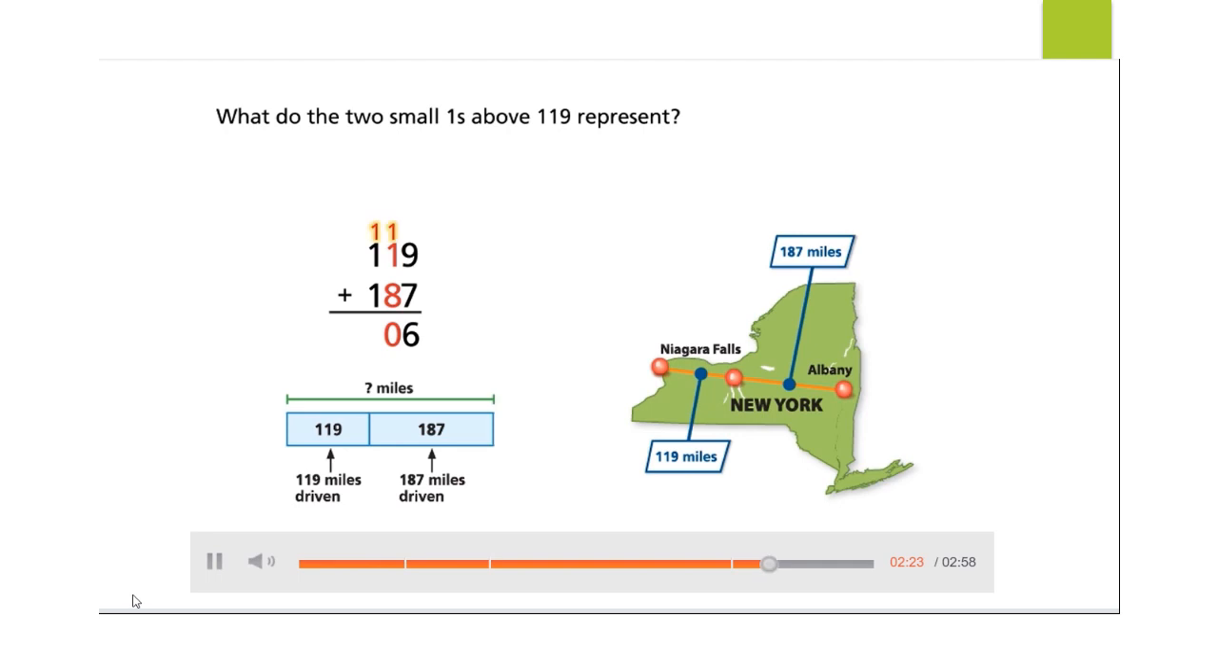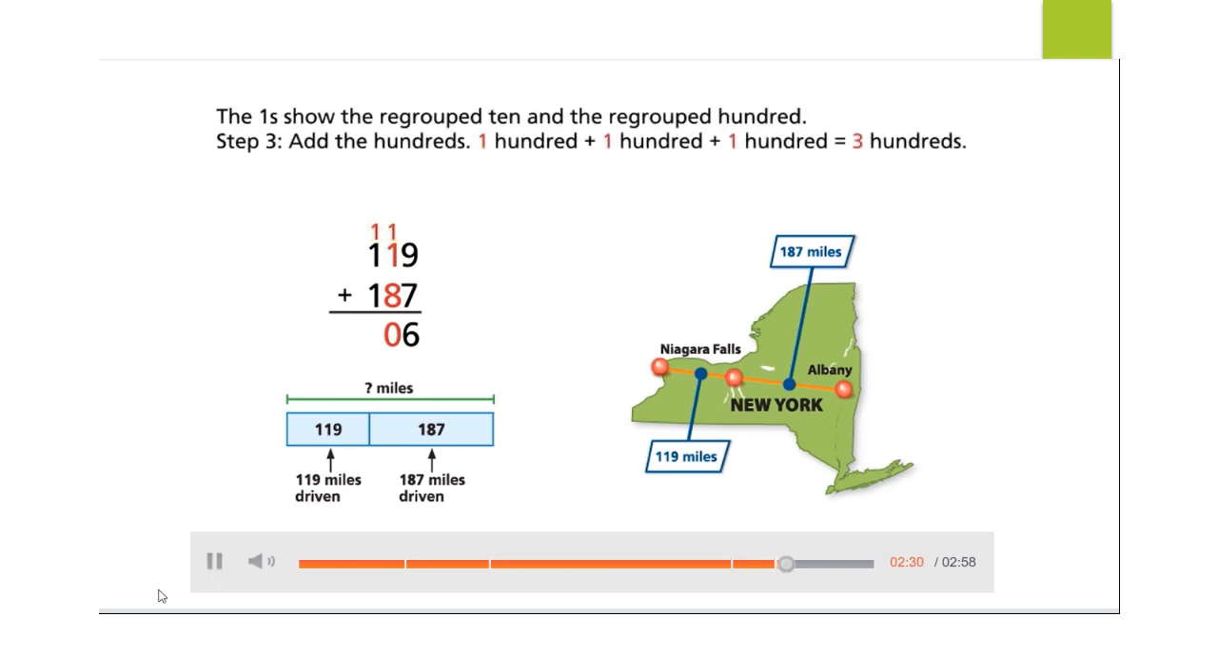What do the two small ones above 119 represent? This is an important question. These are not just ones, right? Think about our discussions with place value. So the value of this digit 1 is 10 because it's in the tens place. This is the same digit, it's 1 also, but its value is 100. And why are they up here? The ones show the regrouped 10 and the regrouped 100.